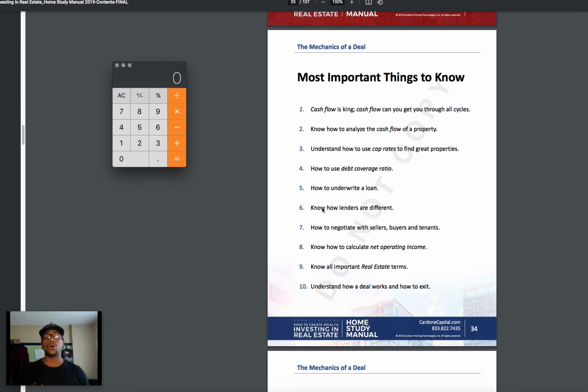All right, and then know how to calculate net operating income. Know all about real estate terms. Okay, so know the lingo, so you know how to communicate it. And understand how a deal works and how to exit.